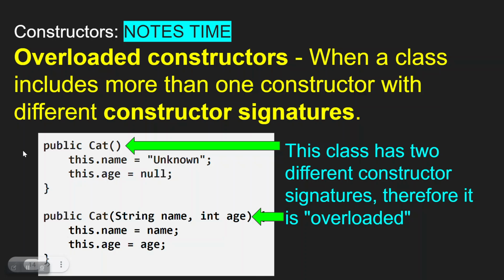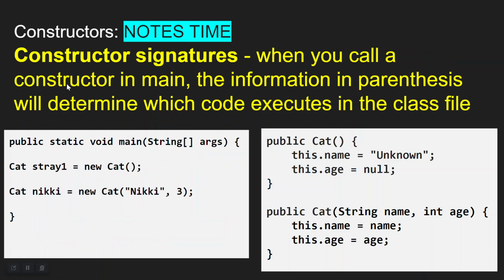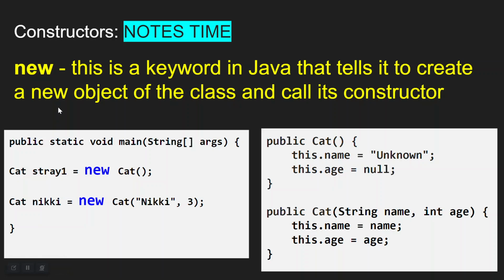All right. And let's see, constructor signatures. When you call a constructor in main, here you can see we've got the constructor being called twice. The information that you put in the parentheses will determine which code executes in the class file. The class file, of course, is over here. Let's start with, oh yeah, and then also there is this new keyword, which is very important.